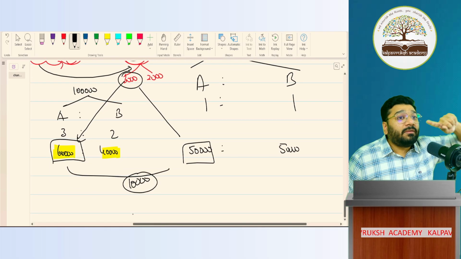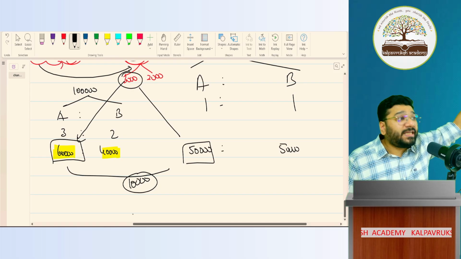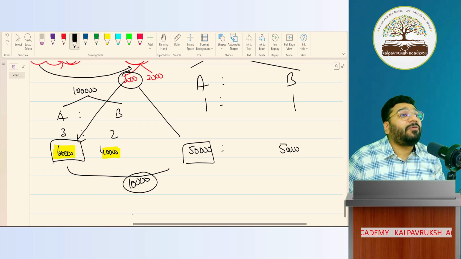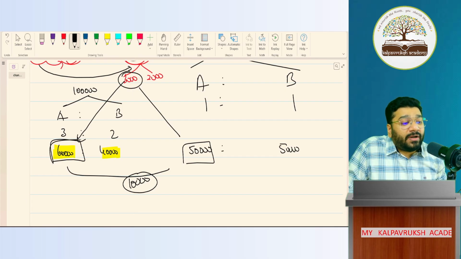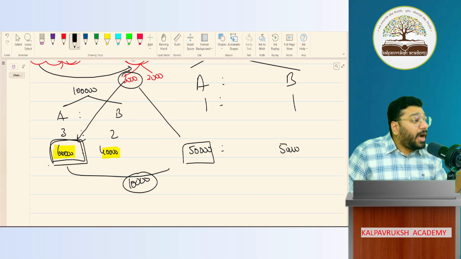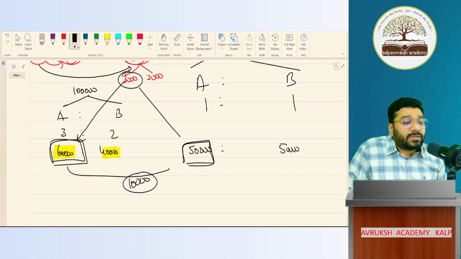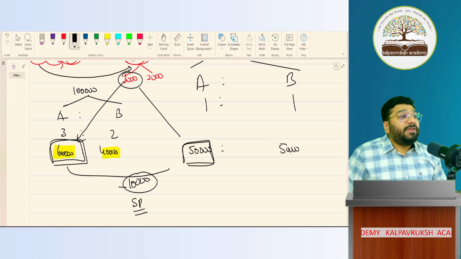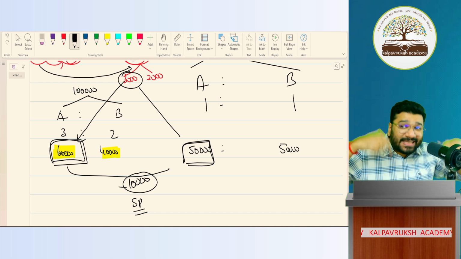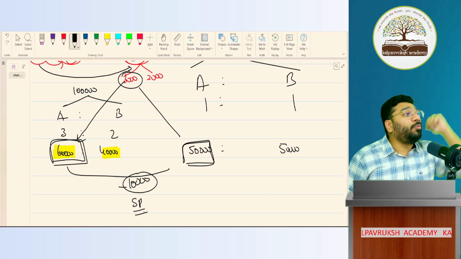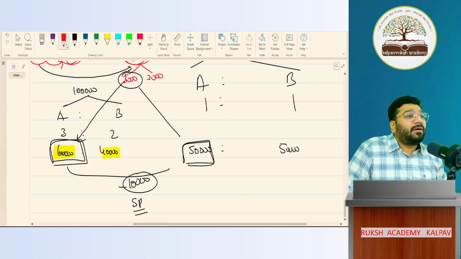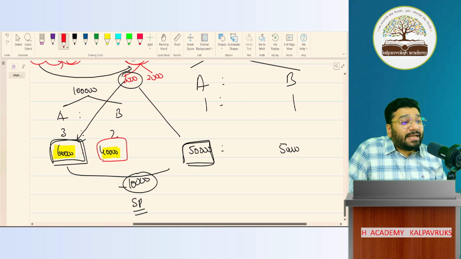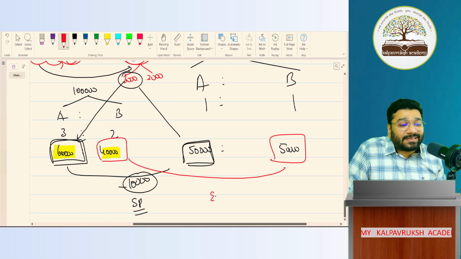Bala. Before the change in profit sharing ratio, Anu was getting how much profit? 60,000. After the change in profit sharing ratio, Anu is getting how much? 50,000. So profit has increased or decreased? Decreased, because she's sacrificing the profit. If she is sacrificing profit, then the profit is going to whom? It is going to Bala. Check, no? Bala was getting 40 earlier.